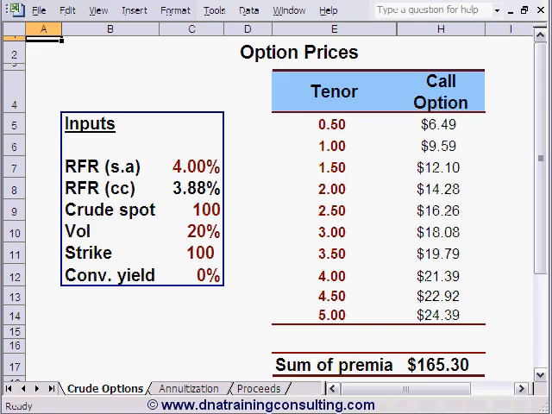We have listed in cells C7 to C12 the market conditions mentioned a minute ago, except for cell C8, which simply converts the 4% semi-annual risk-free rate from cell C7 into 3.88% on a continuously compounded basis, a necessary first step to the use of this option pricing model.